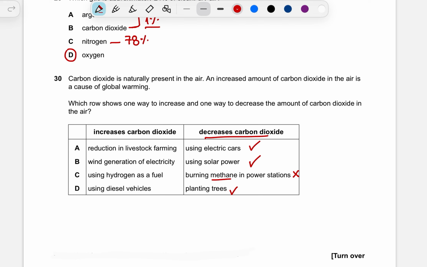Increases carbon dioxide. Reduction in livestock farming, well, that's going to reduce methane stuff, so no. Wind generation of electricity, this actually decreases carbon dioxide because it's a renewable source of energy. Using hydrogen as fuel, well, this decreases carbon dioxide because hydrogen is a very clean fuel, it just forms water as a waste product. And finally, using diesel, yep, this is just a fuel which you're combusting to form CO2 and water.